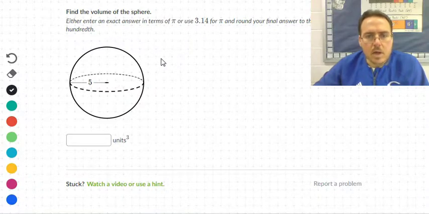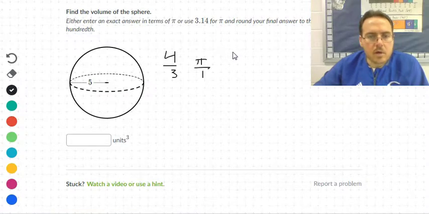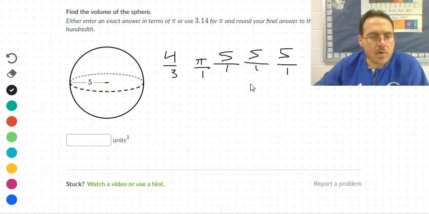Just same rhythm. 4/3 pi over 1, 5 over 1, 5 over 1, 5 over 1. These are pretty easy. They haven't given me any where it's the diameter or anything tricky.